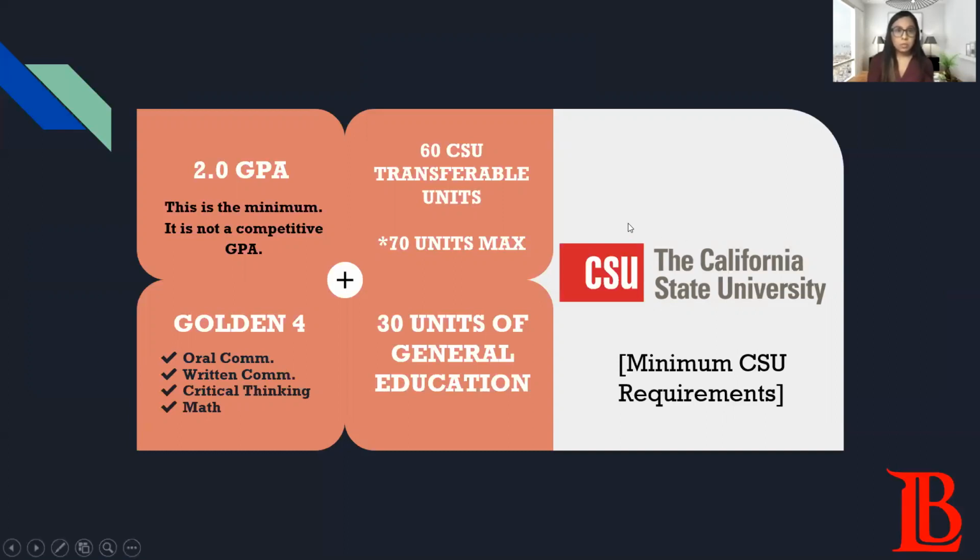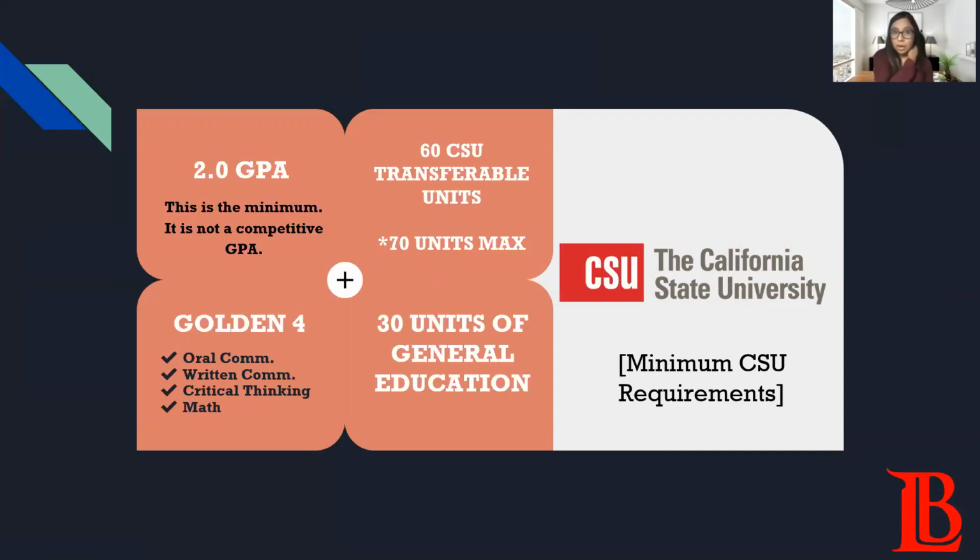And as we look over to the right here, it says 60 CSU transferable units. Again, you need 60 transferable units to transfer to the school that you would want to transfer to. And as you can see here, it says 70 units max. So 70 units is the max capacity that you can transfer over to the university.